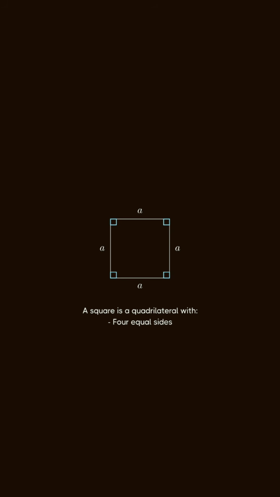These two features, equal sides and right angles, are what make squares so useful in mathematics and in the real world. These special properties of a square will help us understand how to find its area. When we know the length of just one side, we can calculate how much space the entire square covers, which is exactly what area measures.